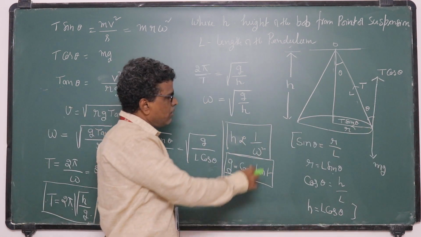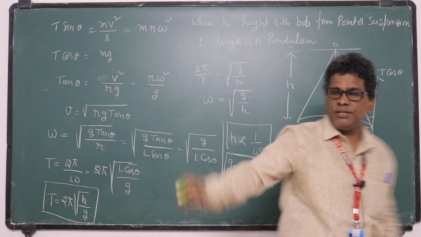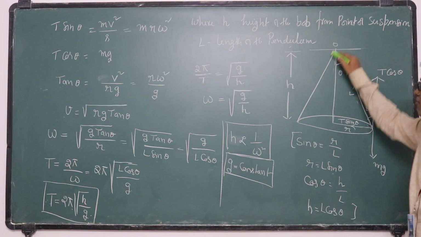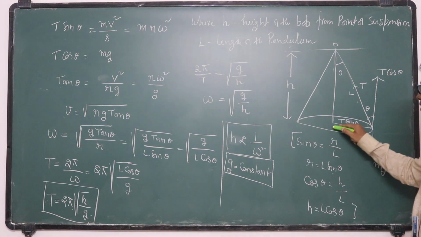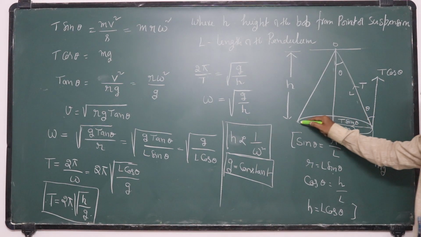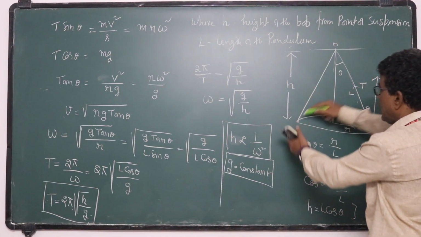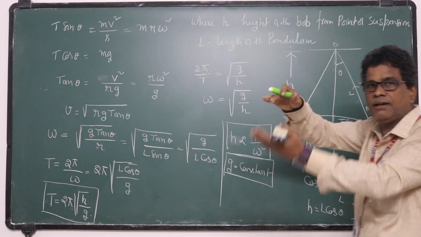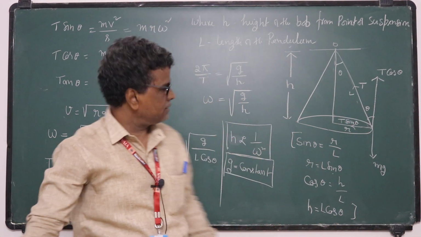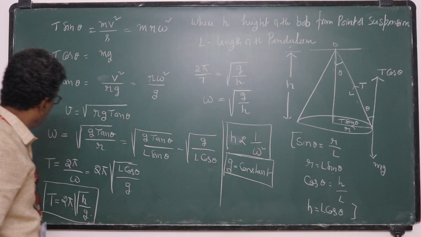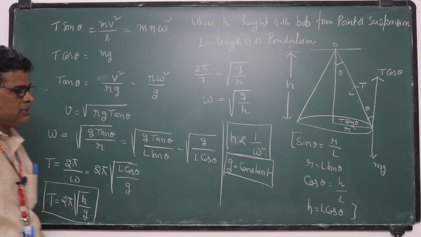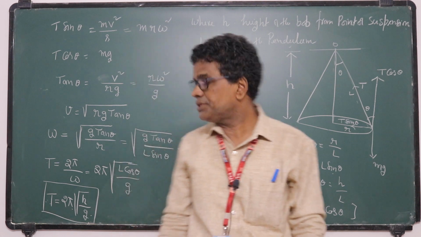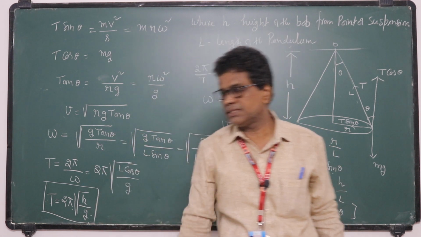So the ends of the bobs, these are the two. If you assume these two are the wings of my hand, if you increase the speed of rotation, these two bobs' height will decrease. That means the bob will rise like this, and ultimately this height will decrease. So this is the context of the conical pendulum. This is one of the applications. You may get problems based on this.